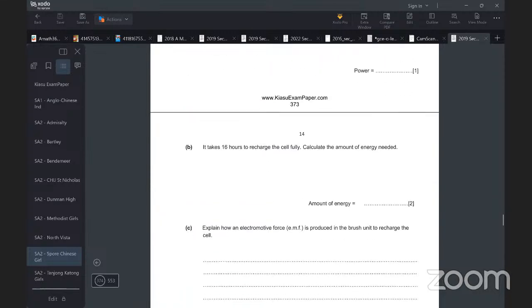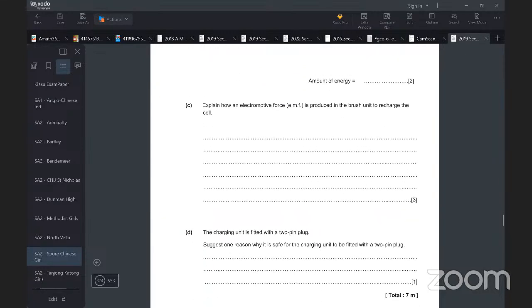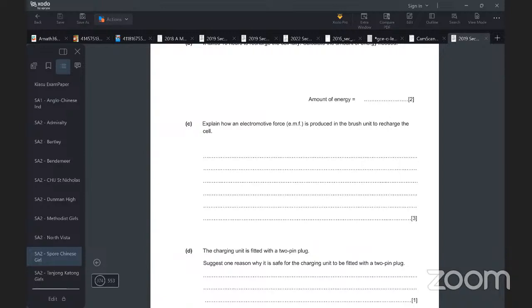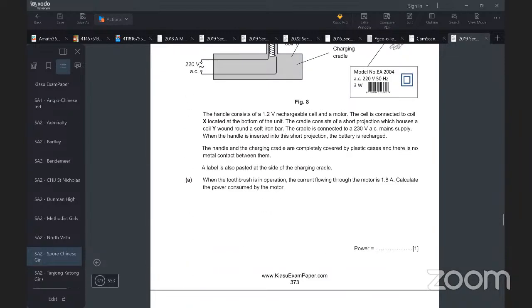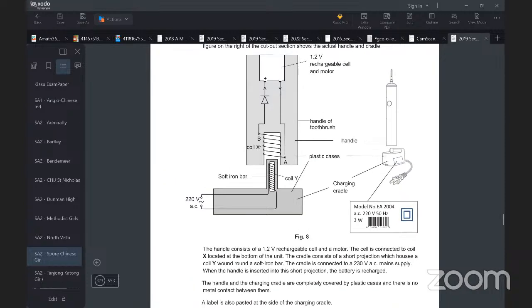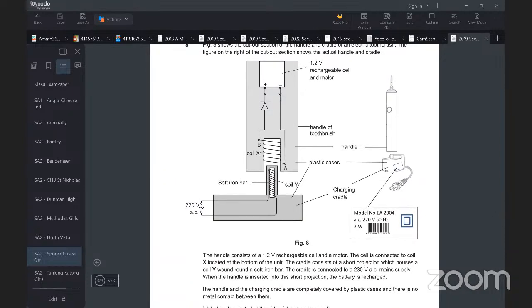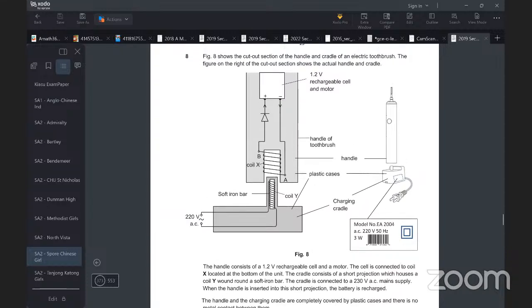Explain how an EMF is produced in order to recharge the cell. After you practice this, you'll find that this is quite standard, but the drawing may scare some people, or some people will ignore the drawing. You shall neither ignore it nor be scared about it. You shall practice dealing with it.